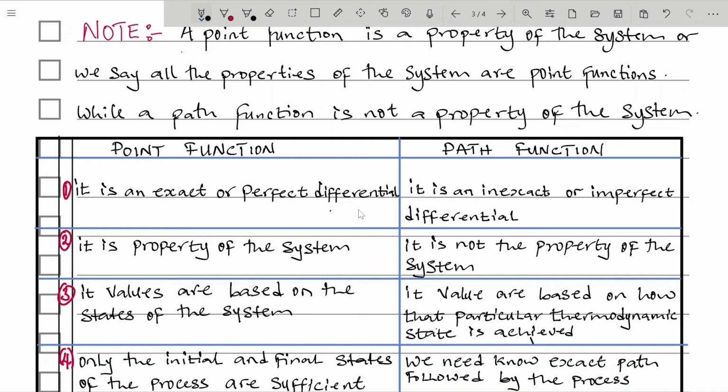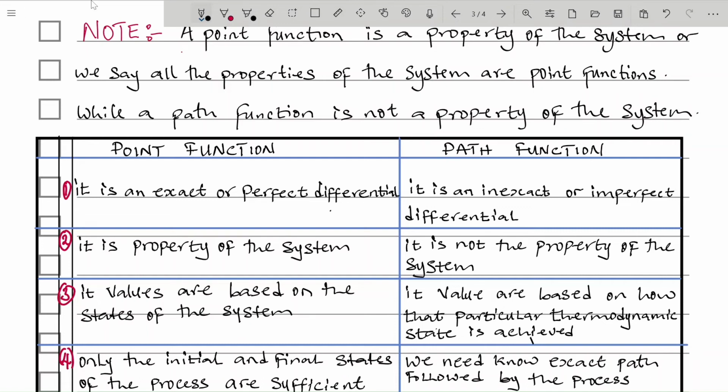While path function is an inexact or imperfect differential. Why? Because it depends on the process followed. So path function is an imperfect differential, while point function, which has an end state, has a perfect differential.